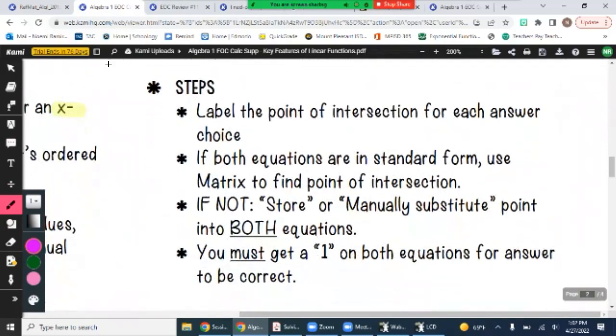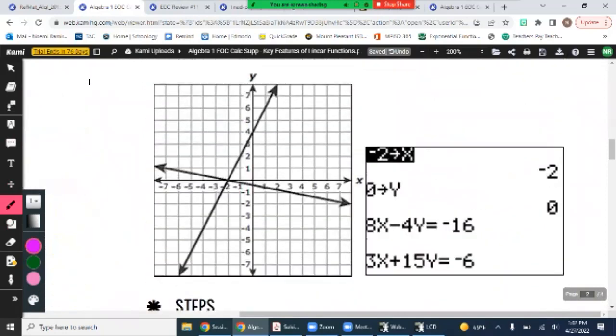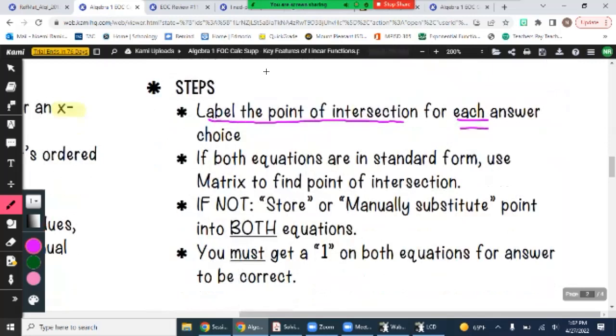So you're going to have 4 graphs. You're going to label the point of intersection for each answer choice, okay? Let's just go ahead and label it for this one. And what is the point of intersection? -2, 0, x, y. Ready? Now, highly unlikely. I'm going to put an extra star next to it. Highly unlikely. I'm going to draw an arrow.